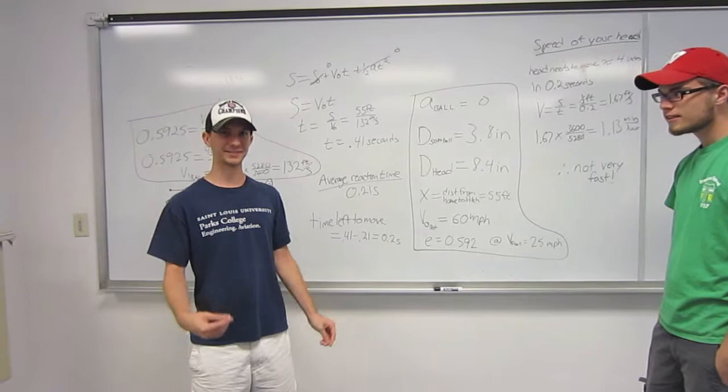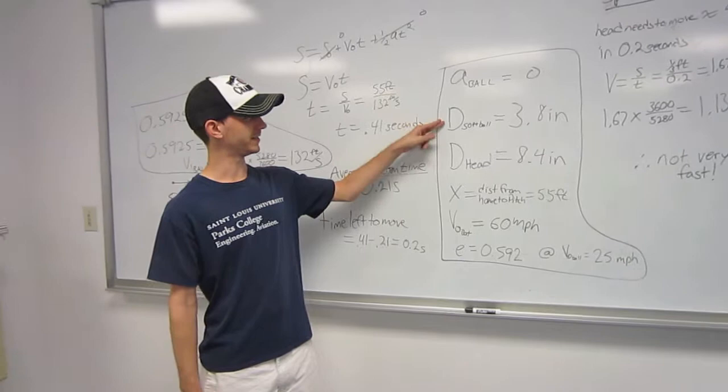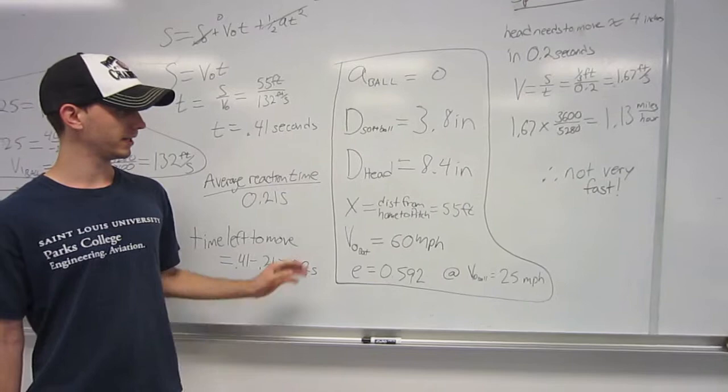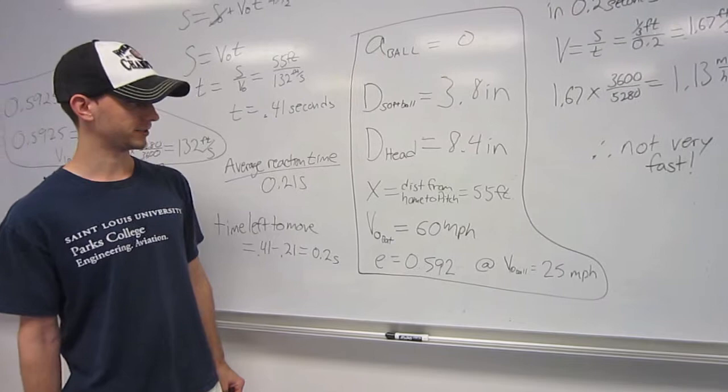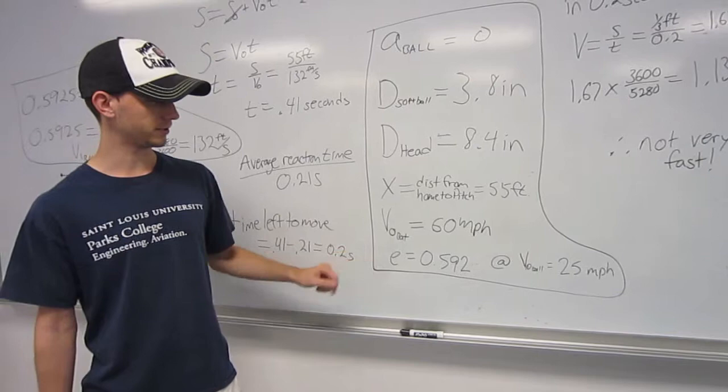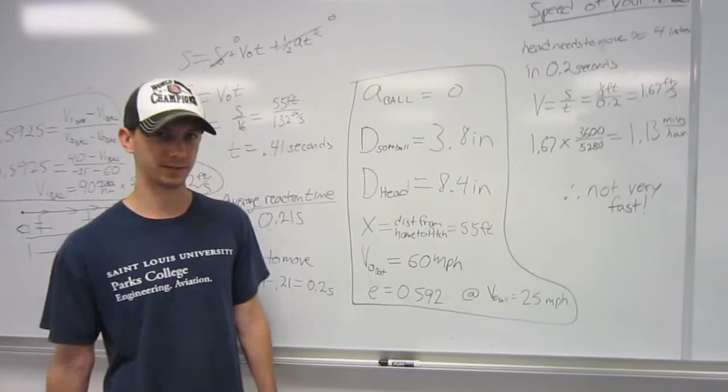So first, we had a few constants. Diameter of softball is 3.8 inches. Human head is about 8.4 inches. The distance from home to the pitcher is about 55 feet. Now he throws the pitch from 46 feet, but we're assuming he runs backwards a little bit to give a little more reaction time. Then the velocity of the bat is 60 miles per hour. The coefficient of restitution is 0.592. And the velocity of the ball incoming is 25 miles per hour.